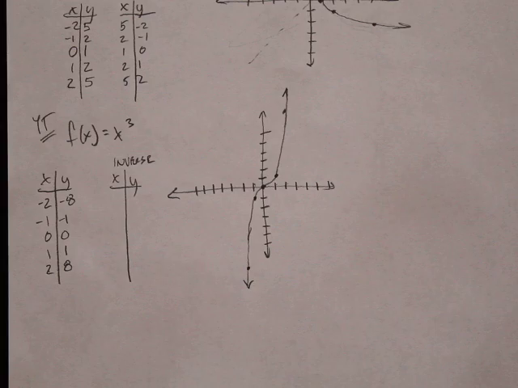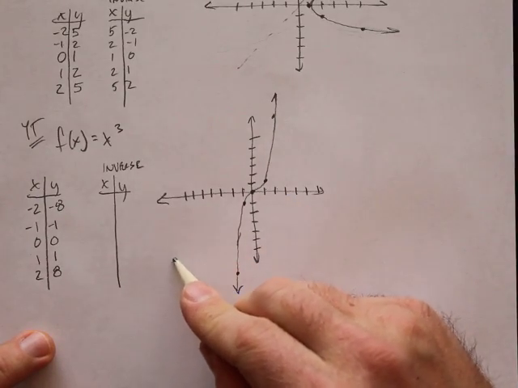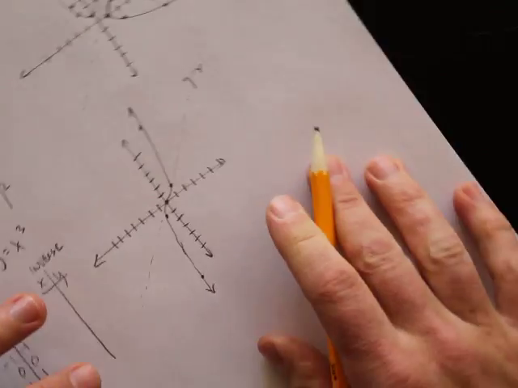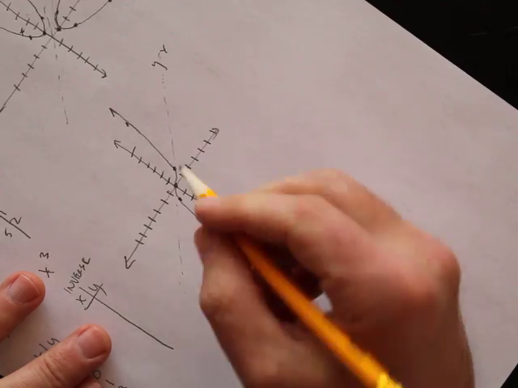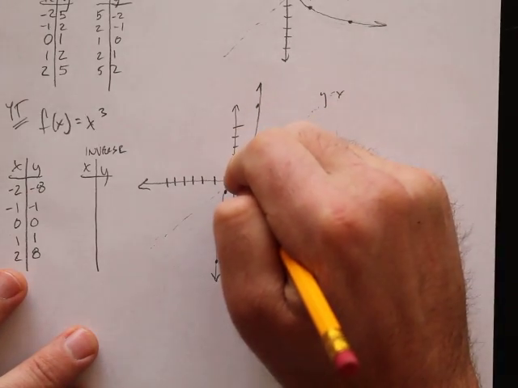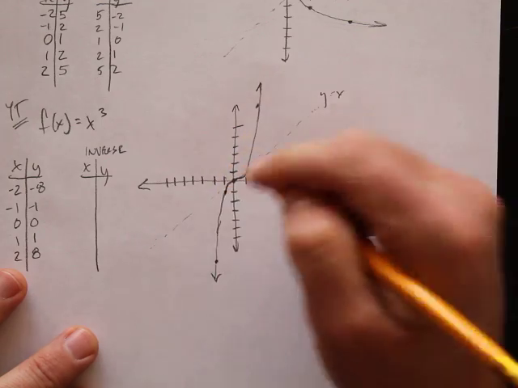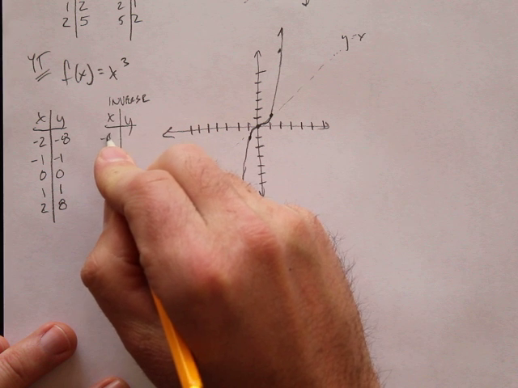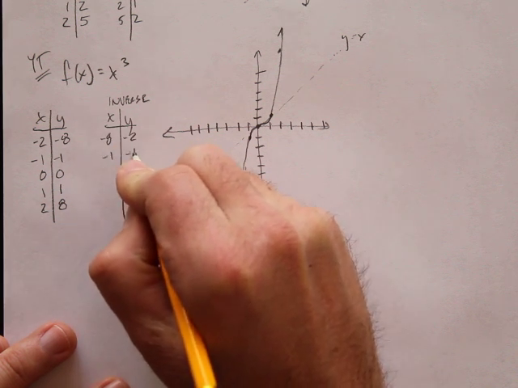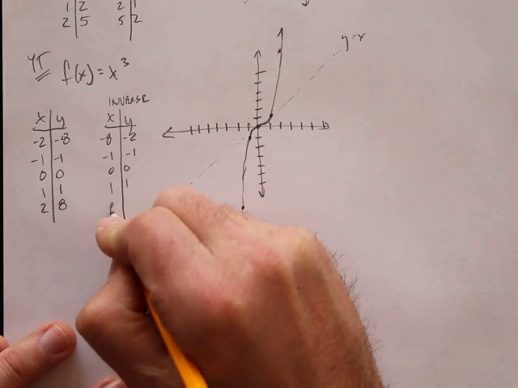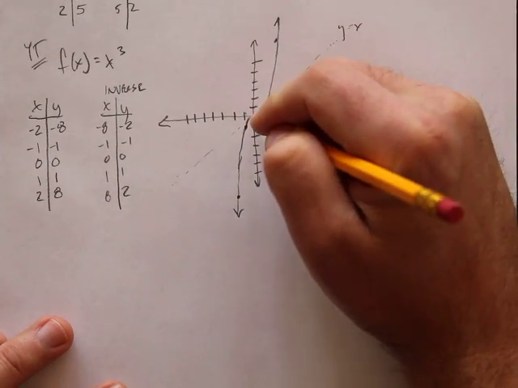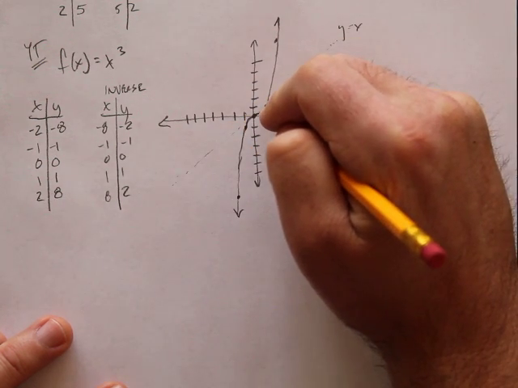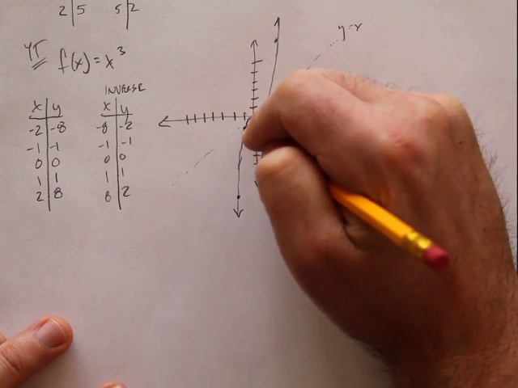Okay. Now, if I were to draw my y equals x here, and I turn this, I could maybe figure out how to draw this as the inverse, but I don't know. I'm going to make some points and see what happens. Okay, I'm just going to swap x and y. -8, -2, -1, -1, 0, 0, 1, 1, 8, 2. Okay, so let's start with 0, 0. There it is. 1, 1. Oh, -1, -1. Okay, sharing those points.